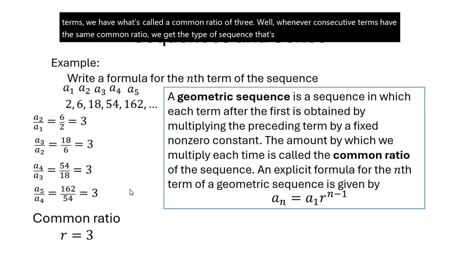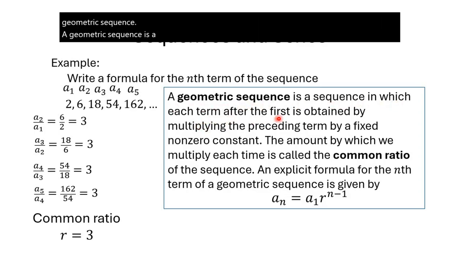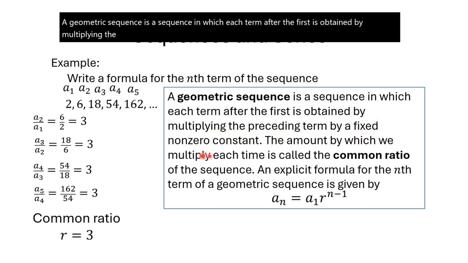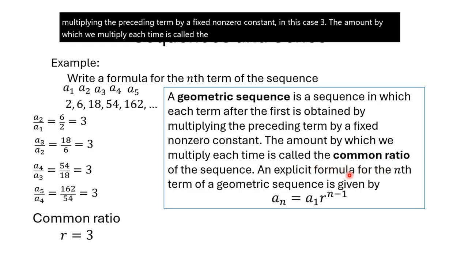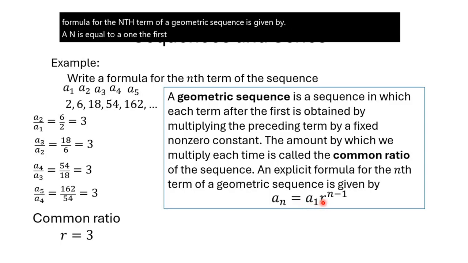called a geometric sequence. A geometric sequence is a sequence in which each term after the first is obtained by multiplying the preceding term by a fixed non-zero constant, in this case 3. The amount by which we multiply each time is called the common ratio of the sequence, and an explicit formula for the nth term of a geometric sequence is given by an is equal to a1, the first term, multiplied by the common ratio raised to the power of n minus 1.